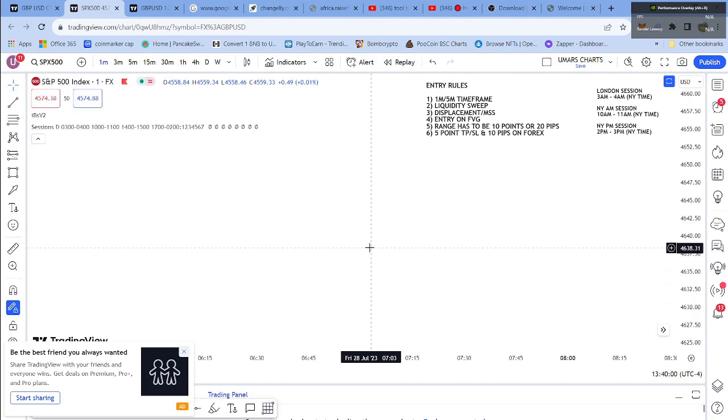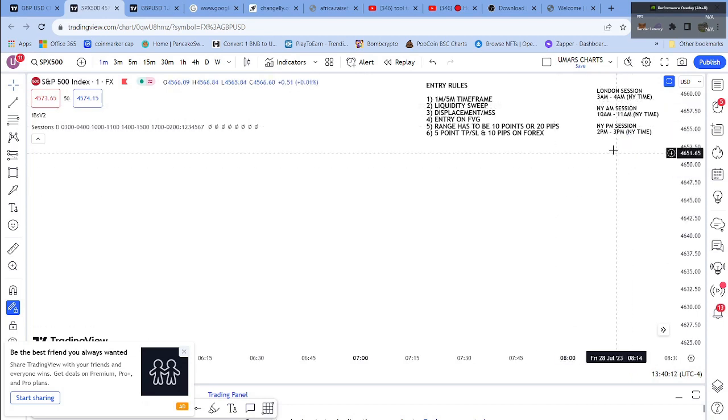So as we all know, there's three kill zones to the strategy. There's the London session kill zone, which is from 3 a.m. to 4 a.m. New York time. We then have the New York AM session, which is from 10 a.m. to 11 a.m. New York time. And then we have the New York PM session, which is from 2 p.m. to 3 p.m. New York time.